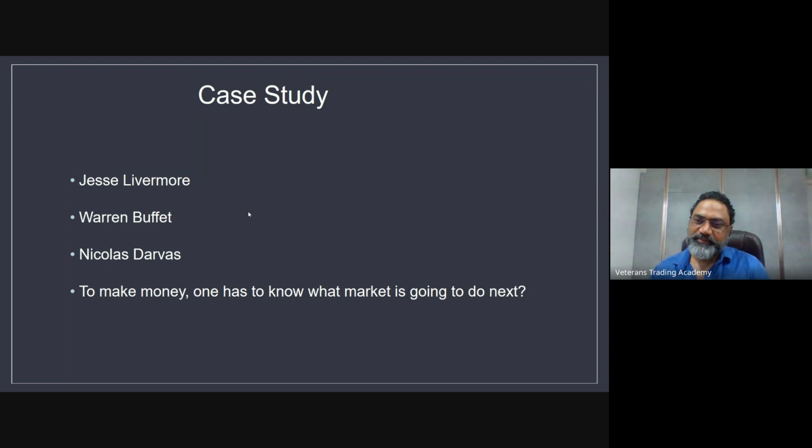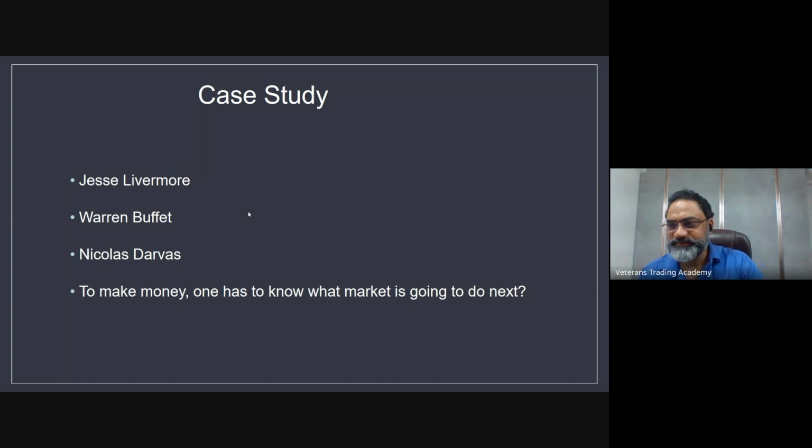So it's my personal experience which I would like to share: don't try to take trades on the short side, especially in the initial years. Always try to look for trades on the long side, and always look for a continuation pattern. Try to trade from a continuation pattern. Now I will share a few examples, which is a case study.